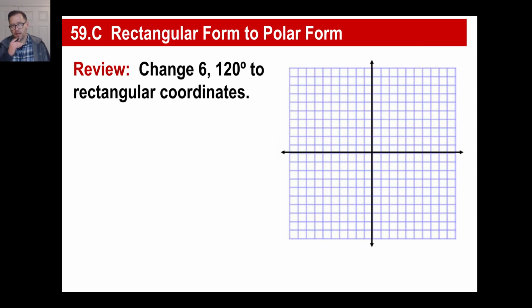We're going to do one more thing for this chapter, and we're going to change between rectangular form and polar form. Let's review first, and again, this is what it usually looks like in your book. Change (6, 120 degrees) to rectangular coordinates, okay? You're going to need your calculator for this one and use some trig functions. So you want to copy this down, go ahead and pause it real quick.